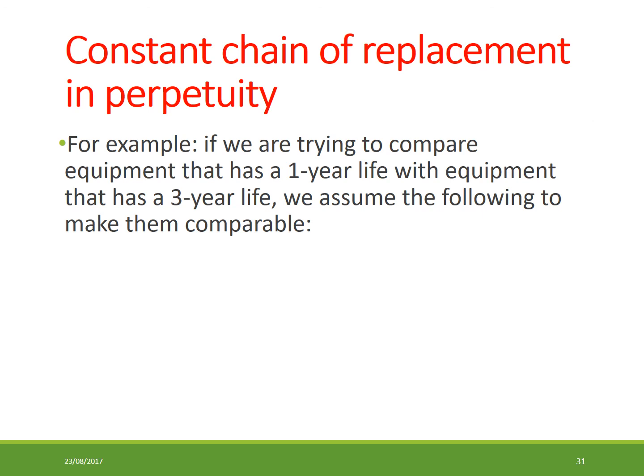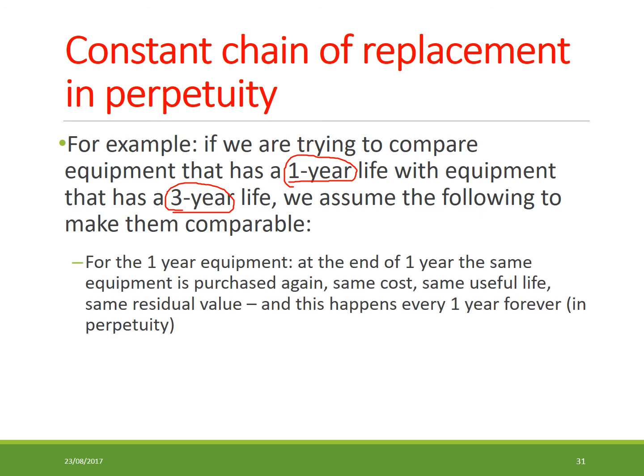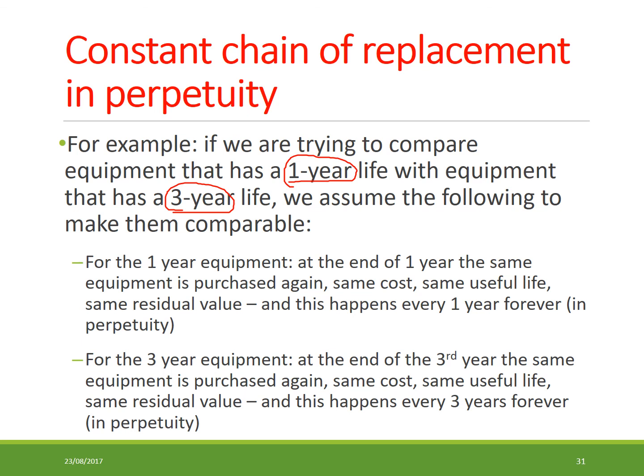So for example, we have two projects here. We have a project with 1 year and we have a project with 3 years, yeah? So to use the constant chain of replacement in perpetuity, what we'll do is that for each of the projects, we'll assume that at the end of the maturity, we purchase the same machine or the same equipment again, and this happens forever, right? So at the end of the maturity of the project, we just repeat the same investment again and again in perpetuity, right?